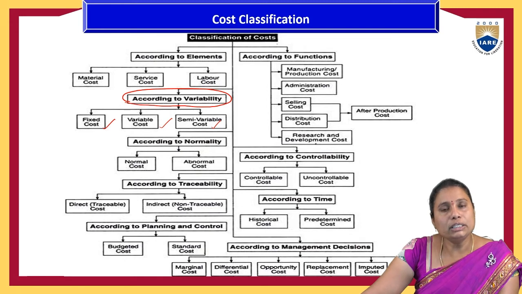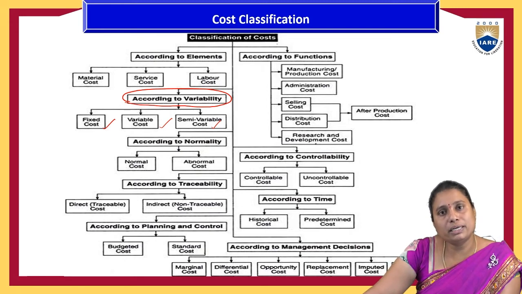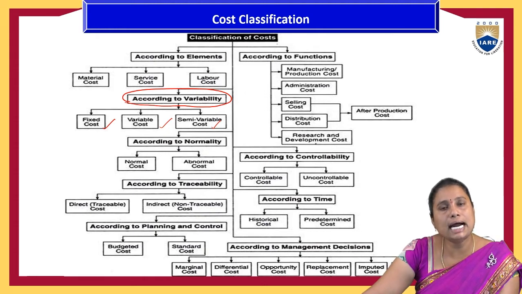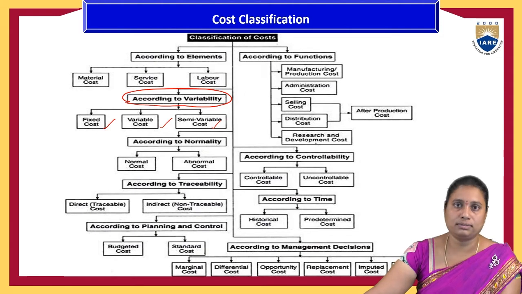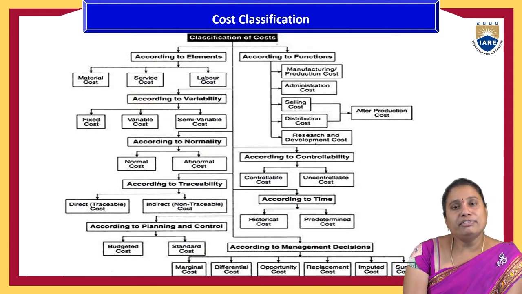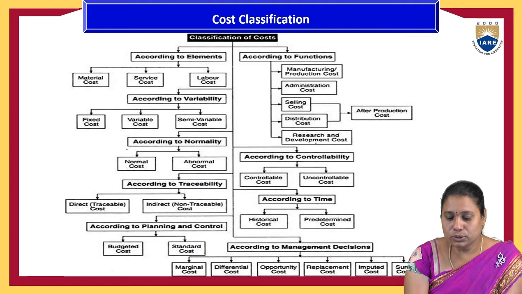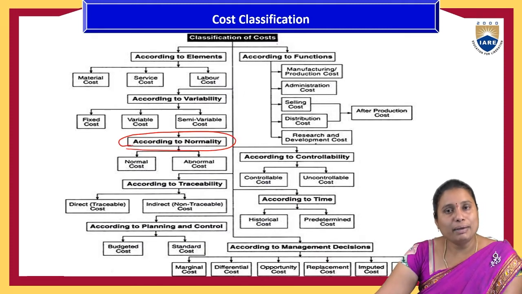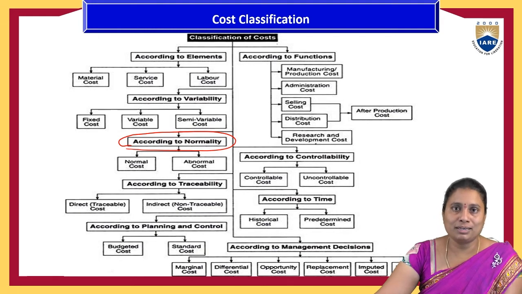So according to the variability in spending on the particular product, costs are categorized into fixed cost, variable cost, and semi-variable cost. Then the next level of classification is according to normality. So normality means normal cost and abnormal cost.